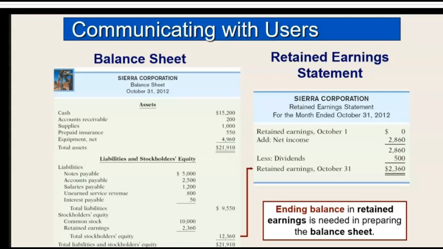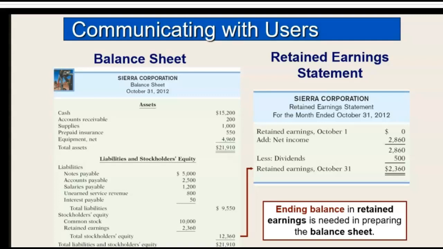This is like a snapshot of what the company has in assets, who the company owes money to, which is liabilities, and how much is the investment or the retainment or ownership of the shareholders.